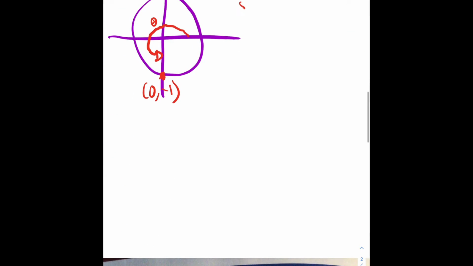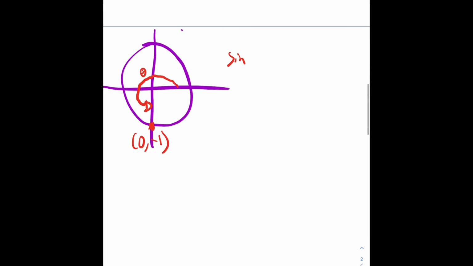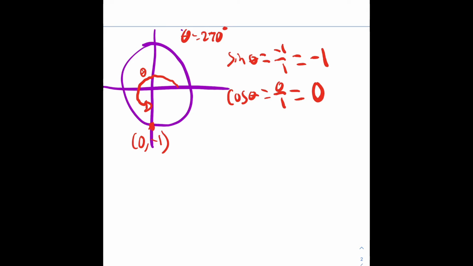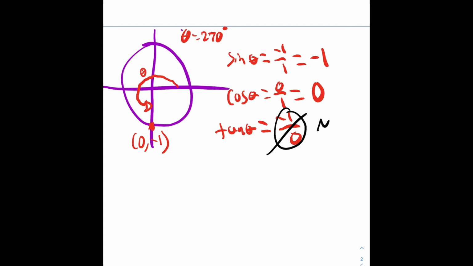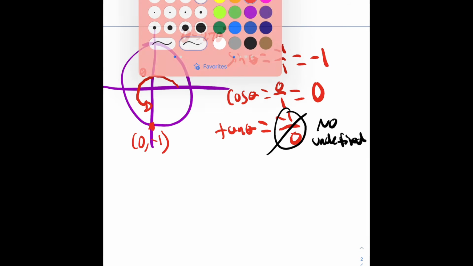So we're going to say, all right, in this case, when theta equals 270, sine of theta is y over r, which is -1 over 1, which is just -1. Cosine theta is 0 over 1, which is just going to be 0. And then tangent, if you think about tangent, can we ever have a denominator of 0? The answer to that is no. So it is undefined. If we have a denominator of 0, we call it undefined.